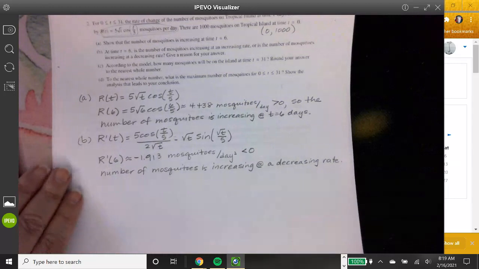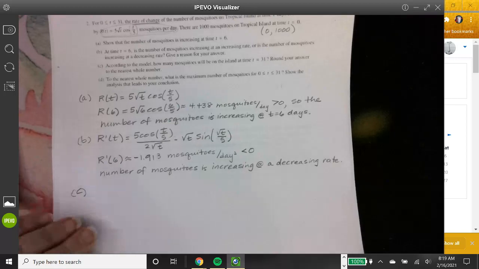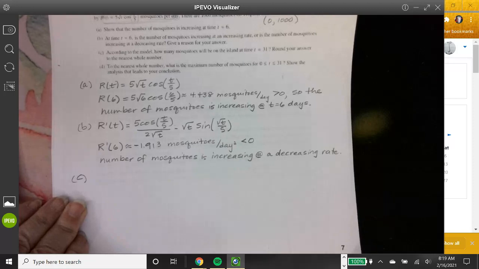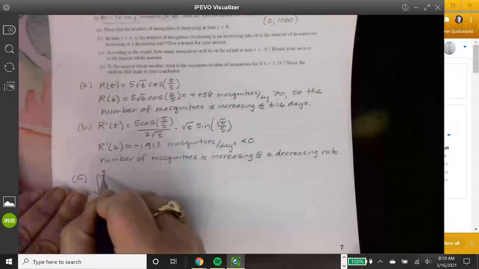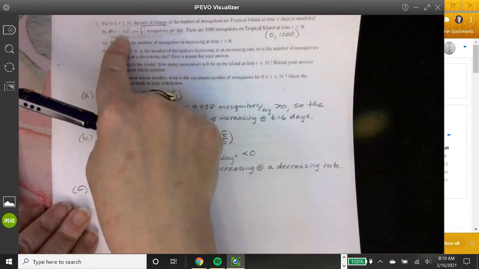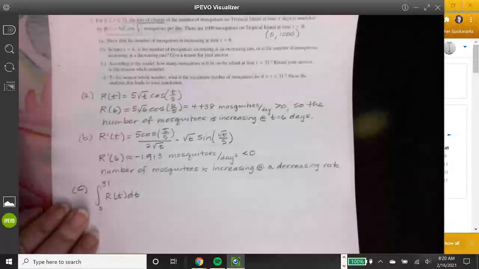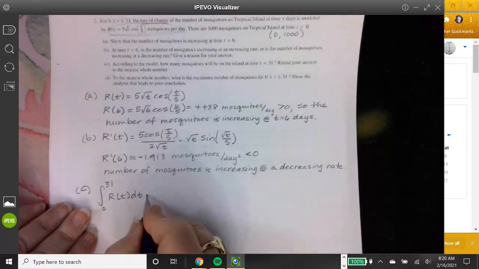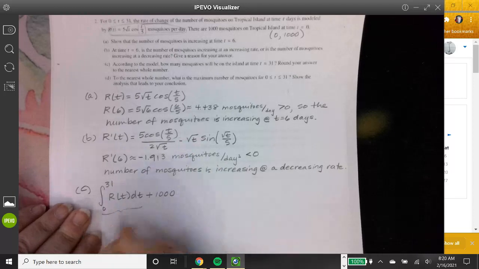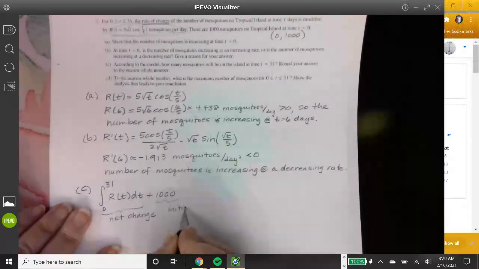All right, part C asks for, according to the model, how many mosquitoes will be on the island at time t equals 31? That sounds to me like the net number of mosquitoes. So what we're going to do is we're going to say that's the integral from 0 to 31 of r of t dt. And since r of t is defined in the problem, I don't have to rewrite it. But how do we do that on the calculator? Well, wait, they want to know how many mosquitoes were on the island. So we're going to put plus 1,000, right? Because this is the net change, right? And this is the initial amount. We call it the initial population of mosquitoes, right? So I have to add 1,000 to it.